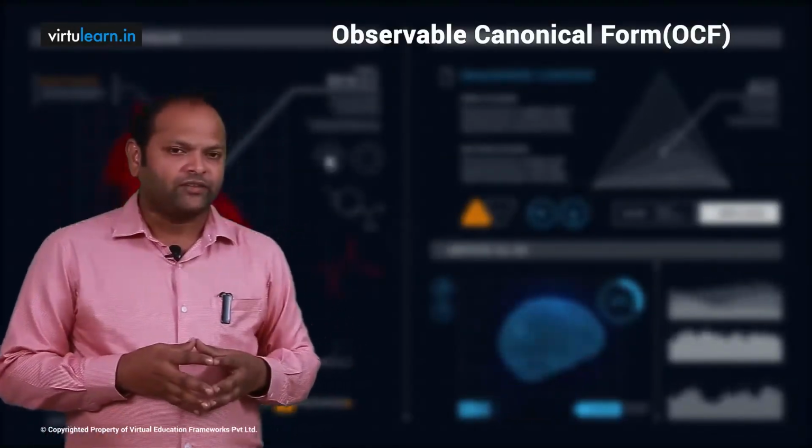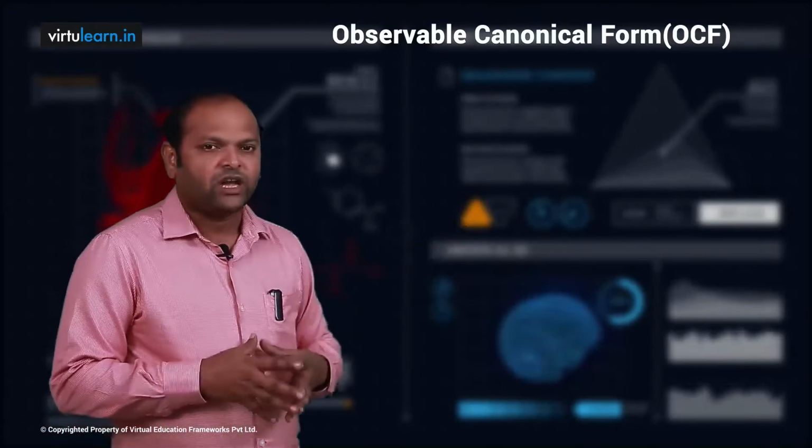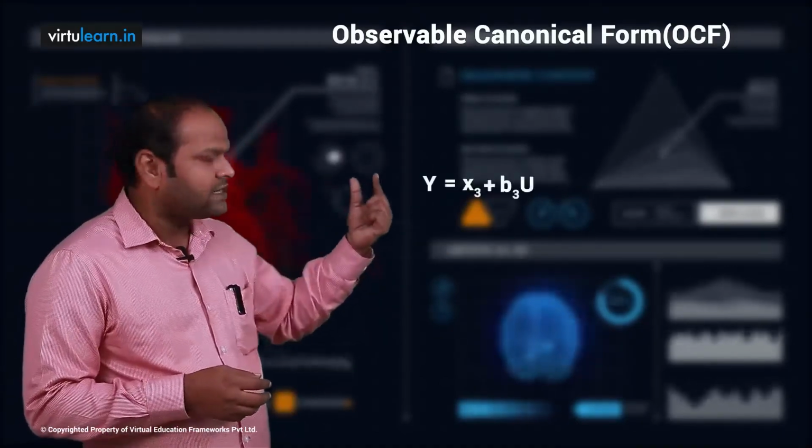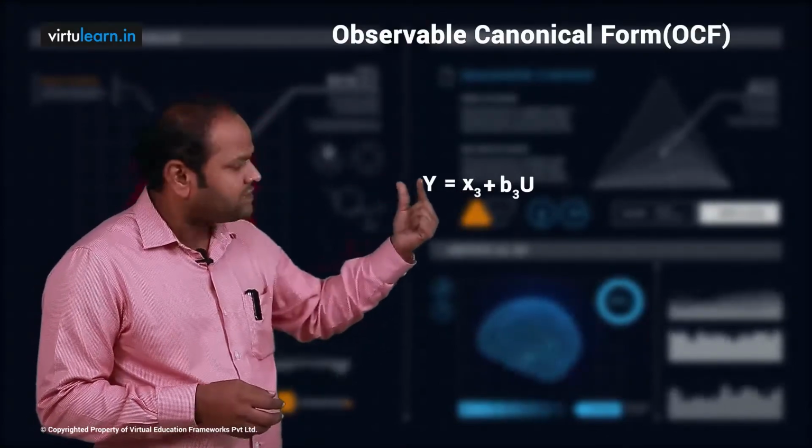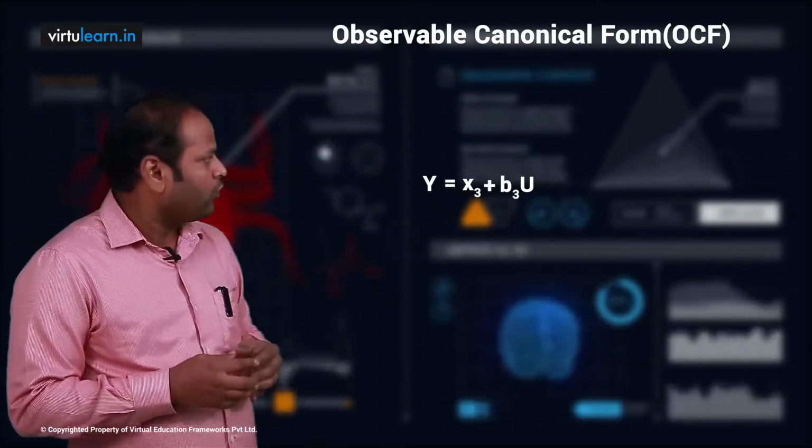So once the signal flow graph is available to me, then it is a matter of writing the equations. How to write the equations? First write the equation for the output. So what is y? y is x3 plus b3 u. This is the equation of the output.